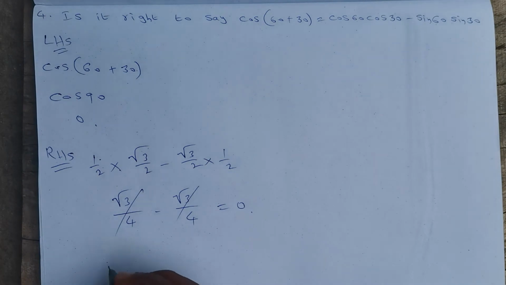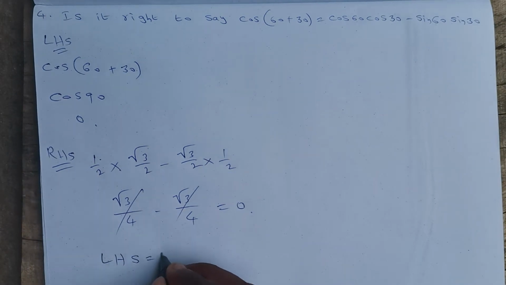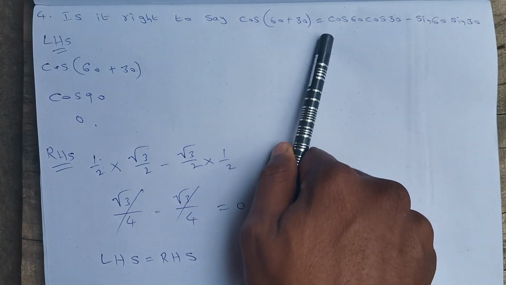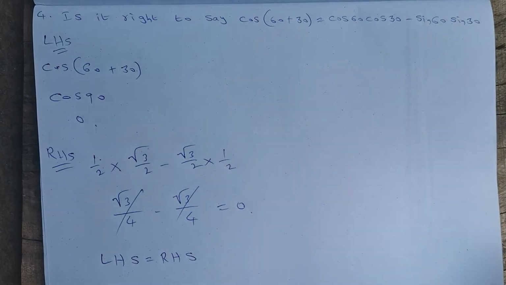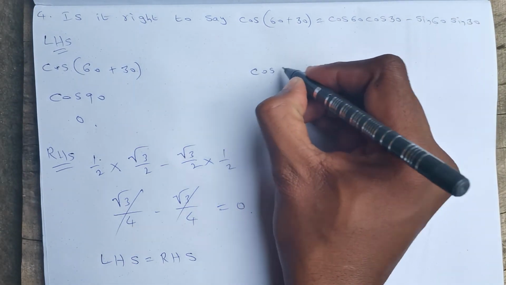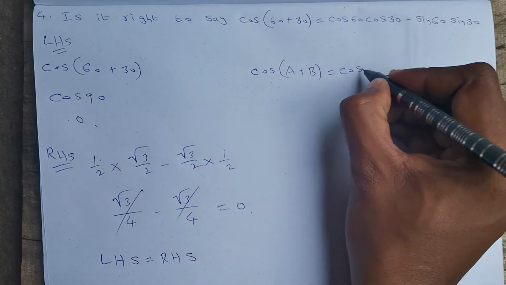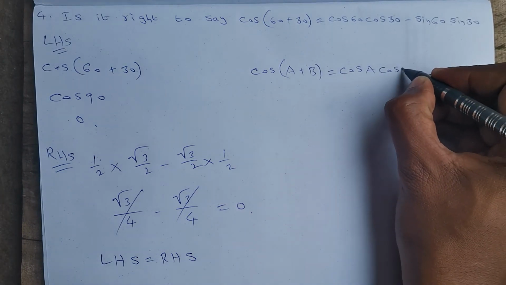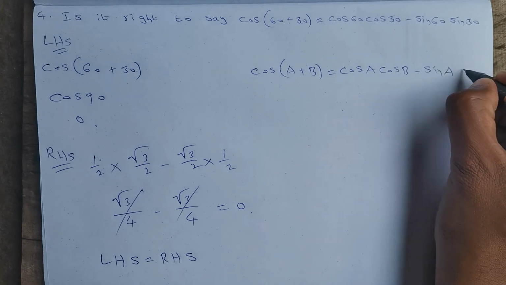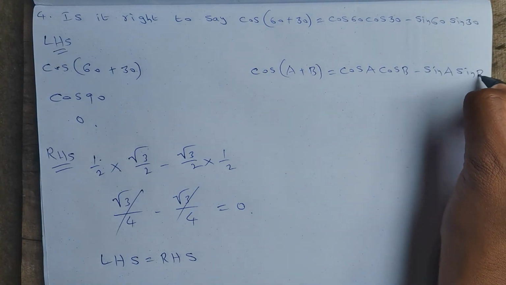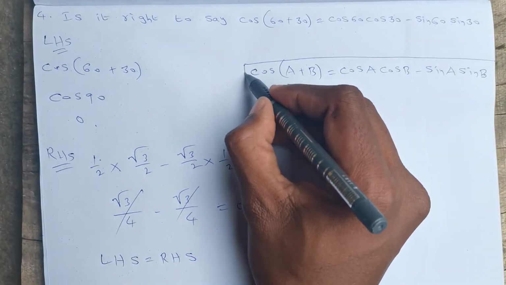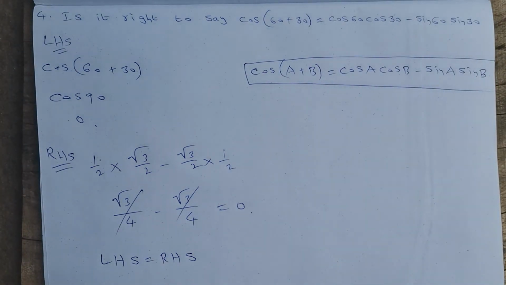So from these two we can conclude that LHS is equal to RHS. It means cos of 60 plus 30 is equal to cos 60 cos 30 minus sin 60 sin 30. The same we can write in the form as cos of A plus B is equal to cos A cos B minus sin A sin B. This is the formula. Cos of A plus B is equal to cos A cos B minus sin A sin B.